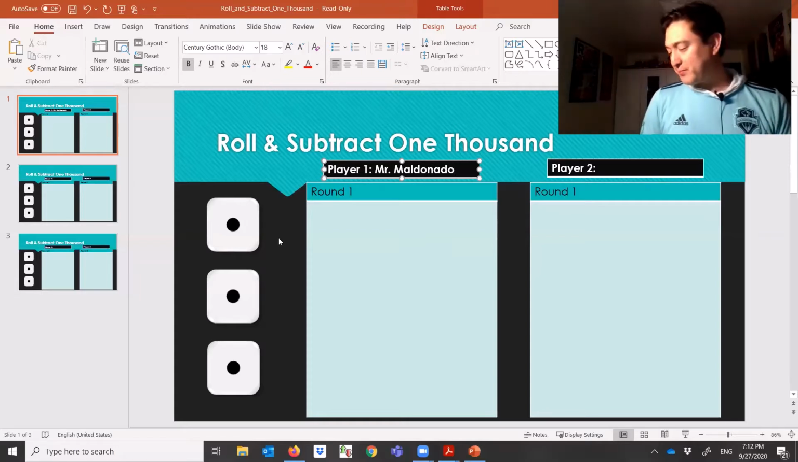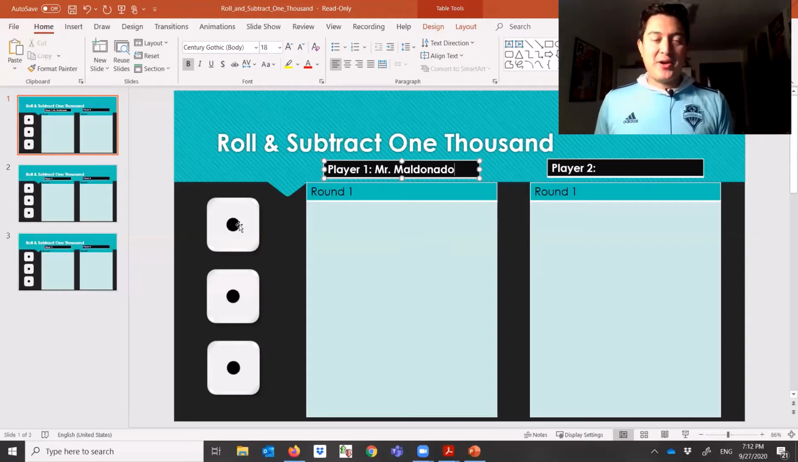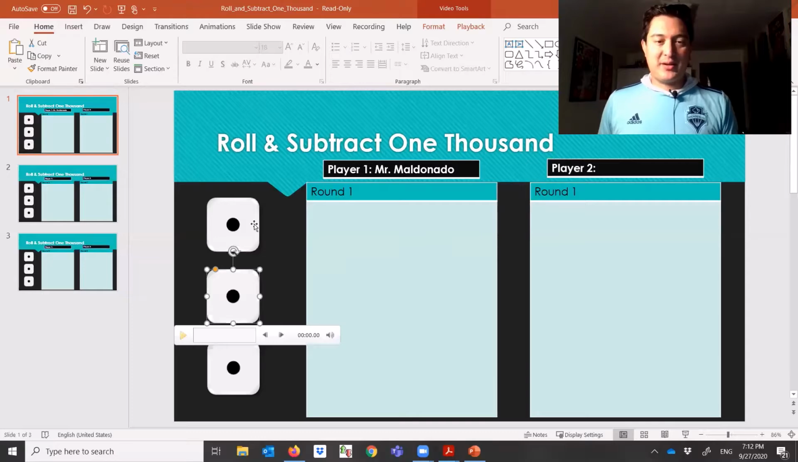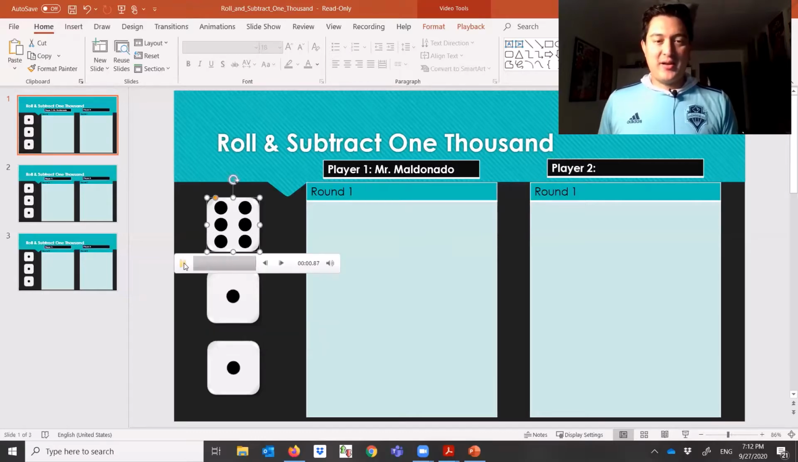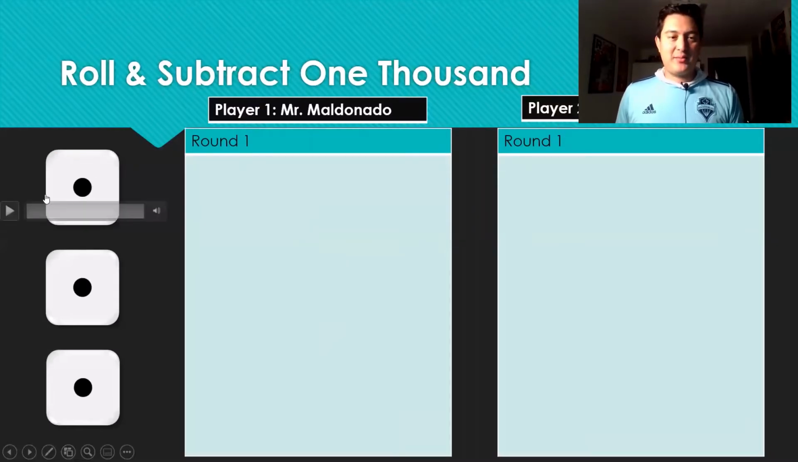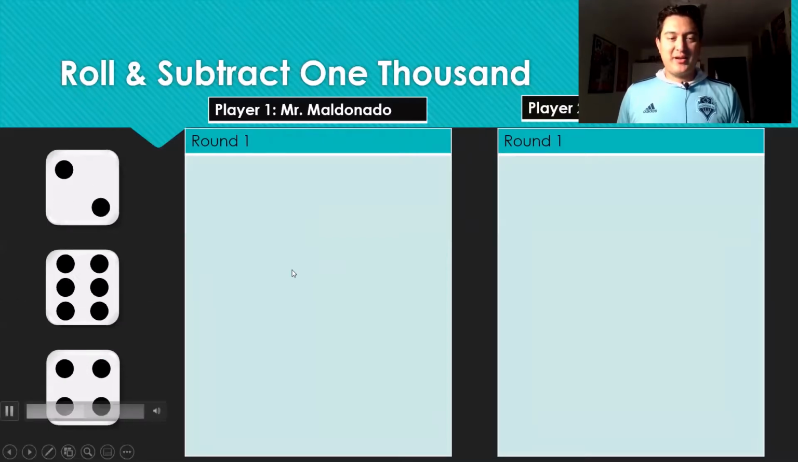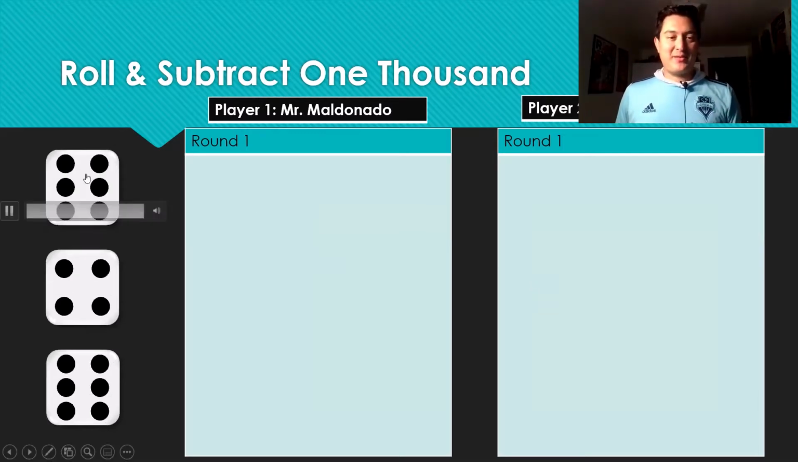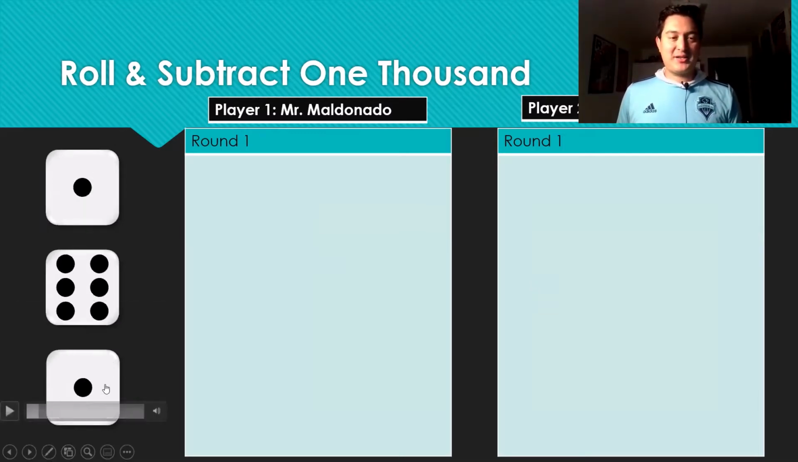What's going to happen is that I'm going to roll these 3 dice. How you roll these dice is you go over them, and you press this play button. Actually, I'm going to make this big. Let's make it big. So I'm going to go here, press play, and now they're all rolling. I'm going to press pause here. All right, so I got a 1, a 6, and a 1.